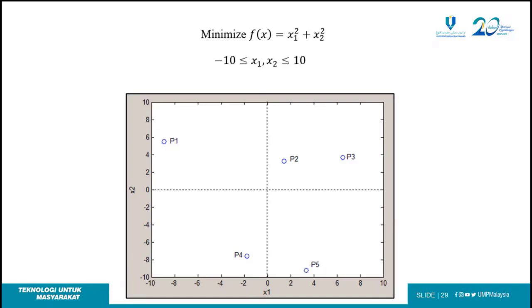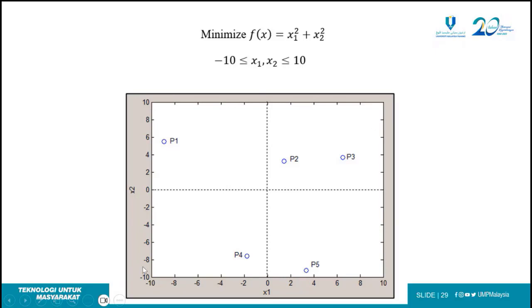So for this example, we want to minimize this problem. For this one we already know that the optimum solution is located at 0, 0. If we replace x1 with 0 and x2 with 0, we will get a value of 0. So that is the most optimum solution. But for the computer, for the machine, we need to teach it how to find the optimum solution.